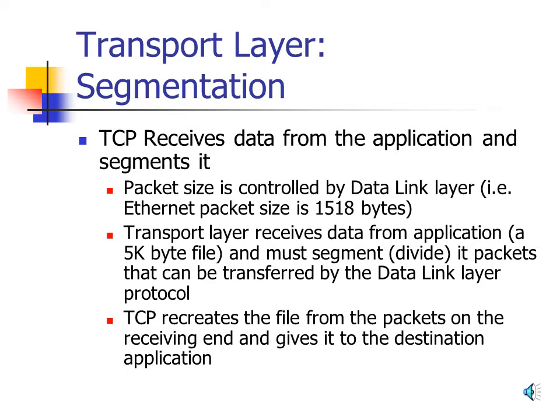TCP will hand the data to the network layer, which will in turn hand it to the data link layer for transfer. In our example, the 5K file will be divided into 4 different TCP packets. TCP will hand each of those packets over to IP, which will in turn hand them to Ethernet, which will in turn send them on the network. The receiving station will receive those 4 packets, and then the TCP program in the receiving station will take those 4 packets and recreate the original 5K file.